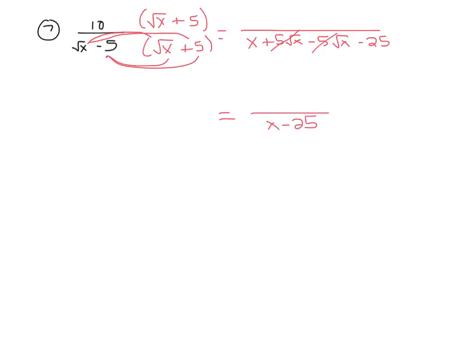Okay, now in the numerator, you can distribute the 10 to both terms, which leaves you with 10 radical x and then plus 50. So I'm just going to bring that down because it looks like there is absolutely nothing that can simplify. So that is going to be our final answer.